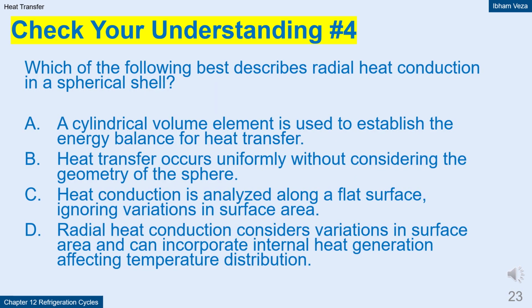The answer is D. Radial heat conduction considers variations in surface area and can incorporate internal heat generation affecting temperature distribution. A. A cylindrical volume element is used to establish the energy balance for heat transfer. This is incorrect because radial heat conduction in a spherical shell specifically involves a spherical volume element, not a cylindrical one. Cylindrical volume elements are used for analyzing conduction in cylindrical geometries, such as pipes or rods. B. Heat transfer occurs uniformly without considering the geometry of the sphere.